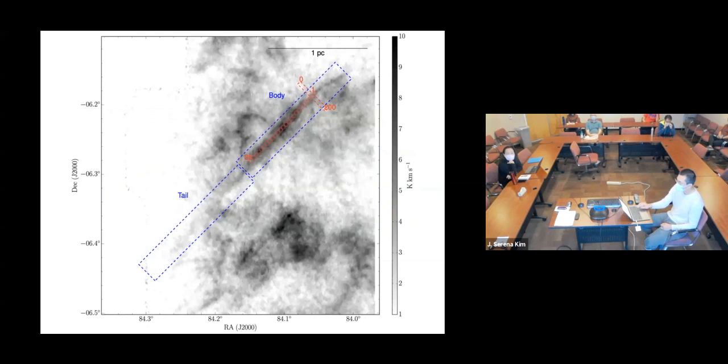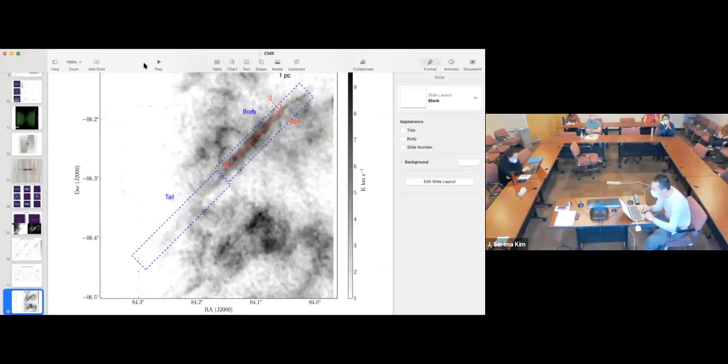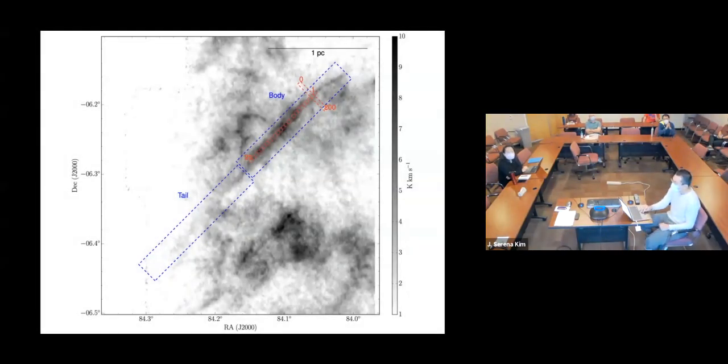And also we compare with the position velocity diagram. Here I show the filament, and we pick these circles to make a position velocity diagram across the filament, just to see the kinematics change around the filament.